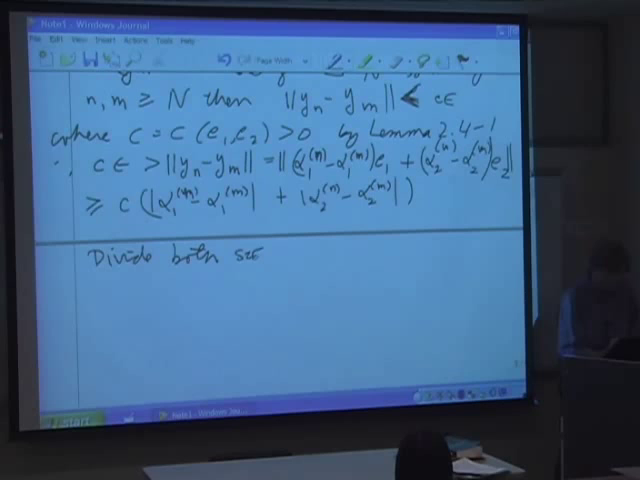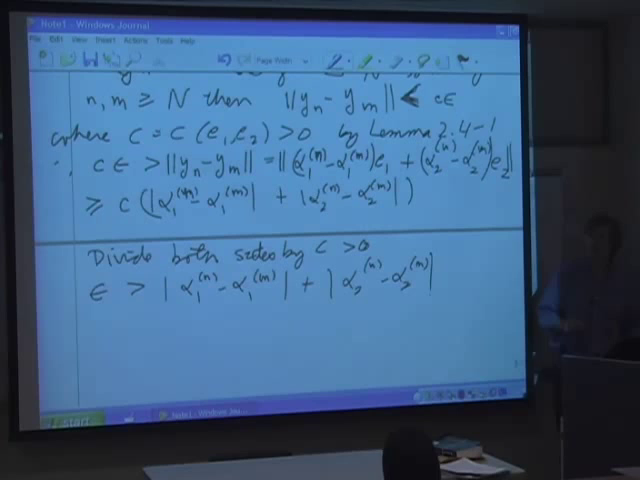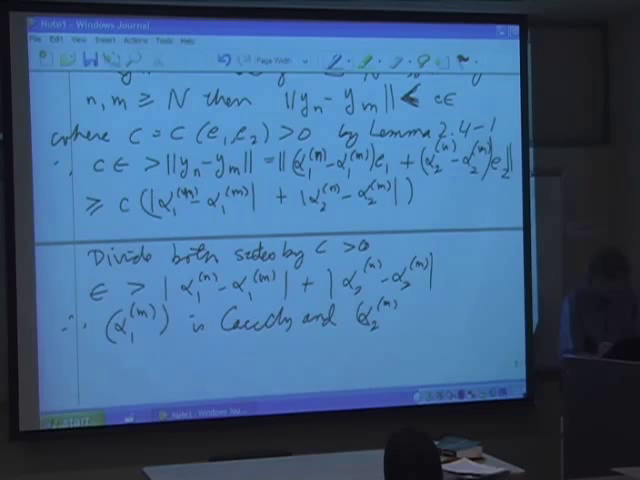Which is greater than zero, okay? And you have that epsilon is bigger than alpha 1 super n minus alpha 1 super m plus alpha 2 super n minus alpha 2 super m in absolute value. Therefore, in particular, each sequence is Cauchy. Therefore, with the same capital N, alpha 1 super m is Cauchy, and alpha 2 super m is Cauchy.